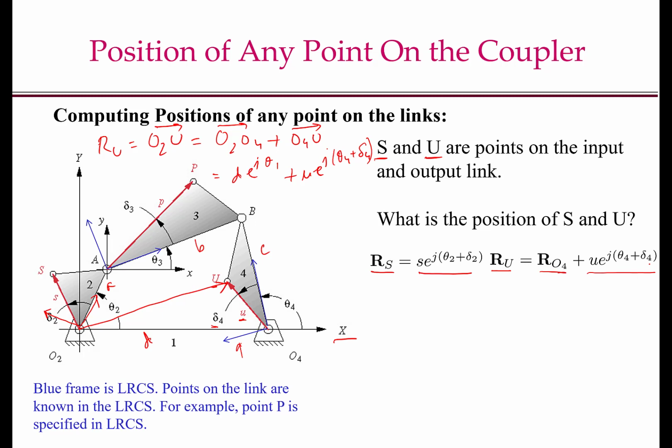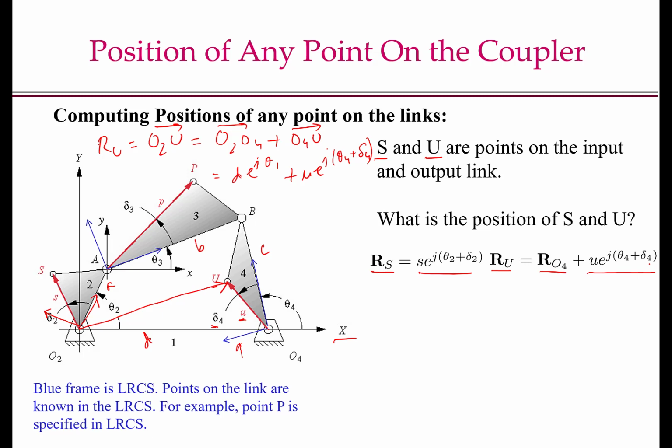So what do we mean by computing the position of any points on the links? We mean that if there is a local coordinate frame or LRCS in which a point is known on a given link, then we can determine the position of that point in the global coordinate system, given we know the angles theta 2, theta 3, and theta 4. And we just showed it for the input link and the output link.